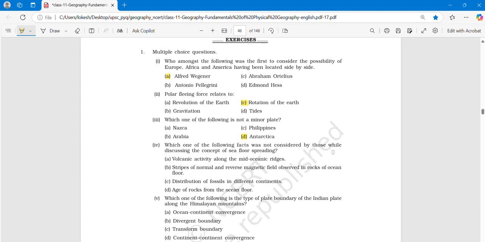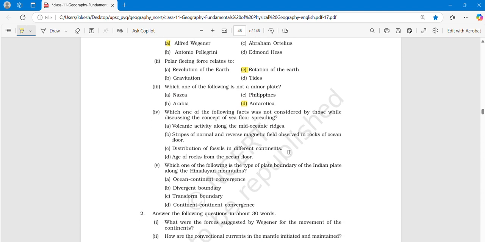So which of the following facts are not considered by those while discussing the concept of seafloor spreading? Volcanism along the mid-oceanic ridges, yes. Stripes of normal and reverse magnetic field observed in rocks, yes. Distribution of fossils, seafloor age of rocks. I think fossils on different continents, why would we talk about continents in seafloor spreading?